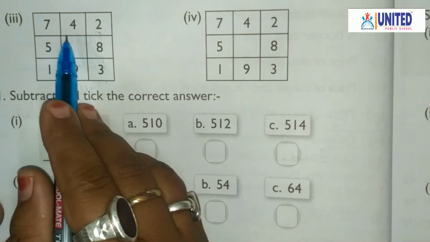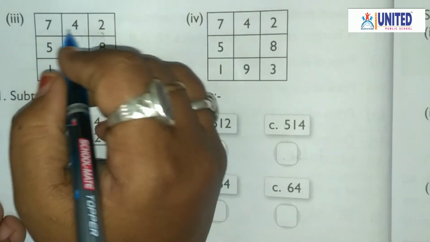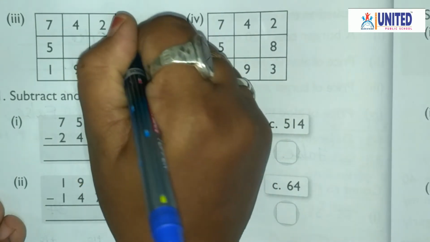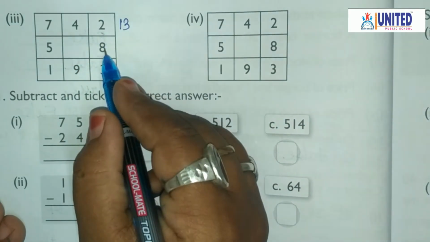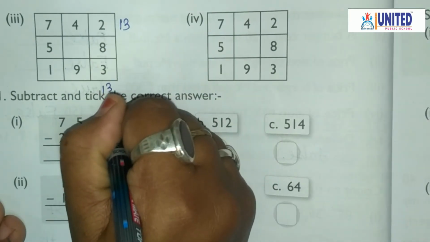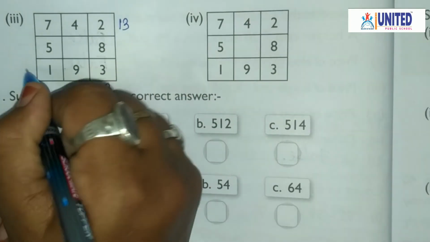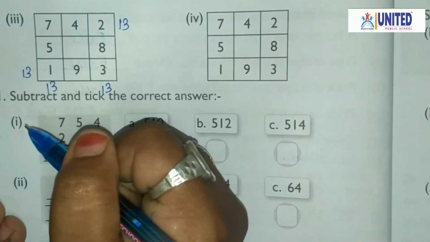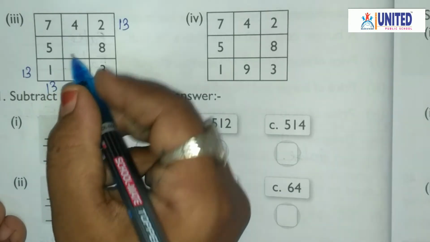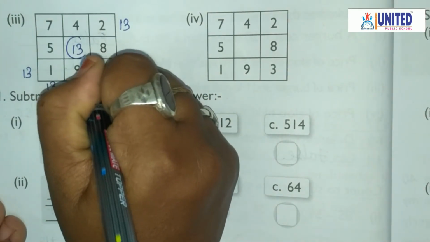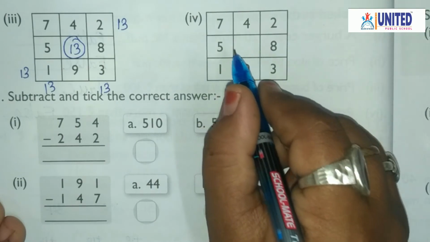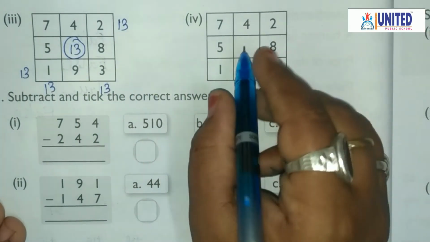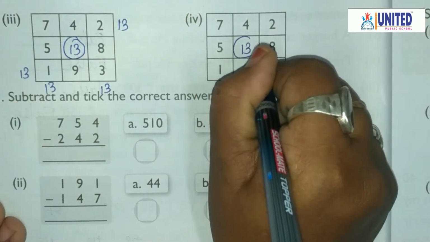Okay. 7, 4, 2. 7 plus 4, 11 plus 2 is 13. Now 8 plus 2, 10. 10 plus 3, that is 13. 9 plus 1, 10 plus 3, 13. 7 plus 5, 12 plus 1, 13. That means on all sides the answer is 13. So what is the number in the center? That is 13. In the fourth number, you can see the same numbers written as in number 3. So here the answer is also 13.